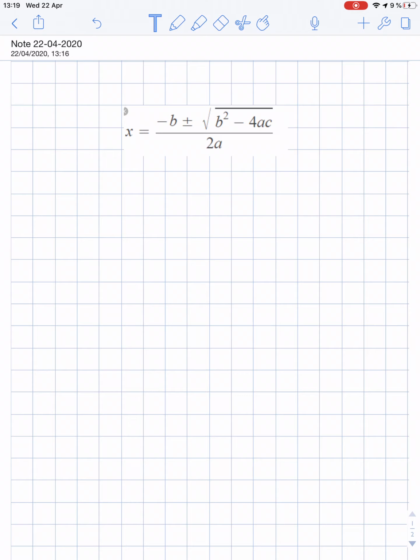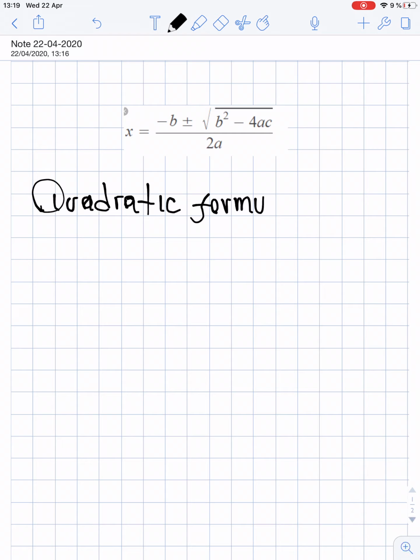It's about the quadratic formula. The quadratic formula is used to find the roots or the x-intercepts. When you cannot factorize, we need to use the quadratic formula, okay? In the quadratic formula, as you can see, we have three components.